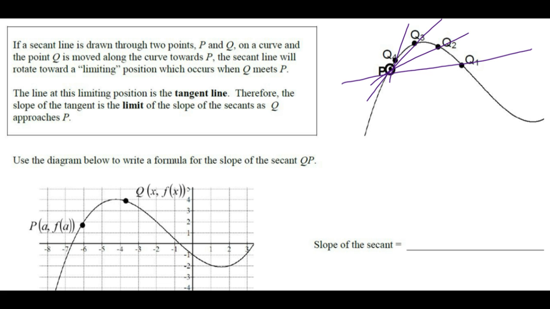And it will rotate towards a limiting position which occurs when Q meets P, right? So as we drag Q in closer and closer and closer to P, they're going to meet. The line at this limiting position is the tangent line. Therefore, the slope of the tangent is the limit of the slopes of the secants as Q approaches P.